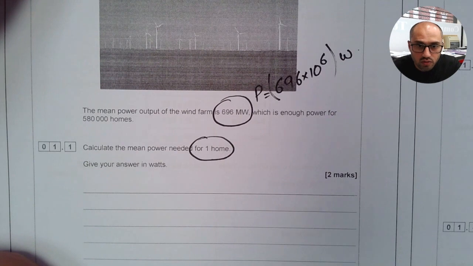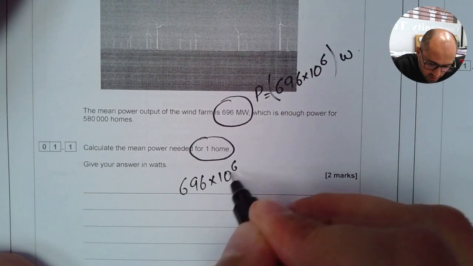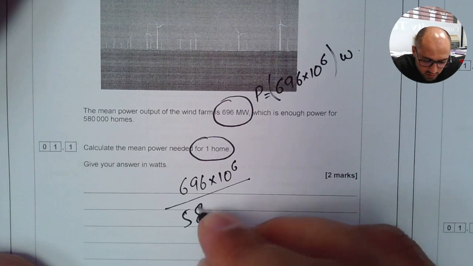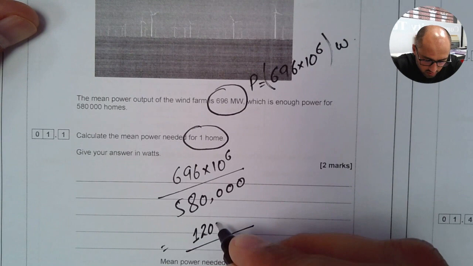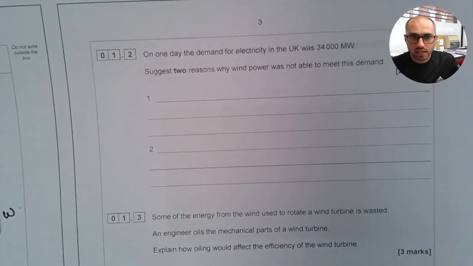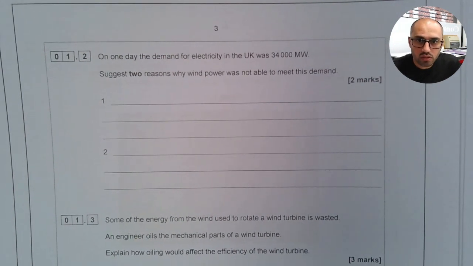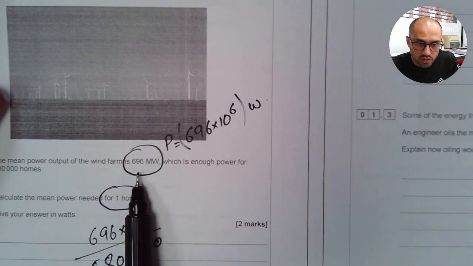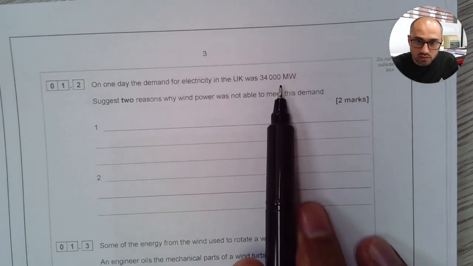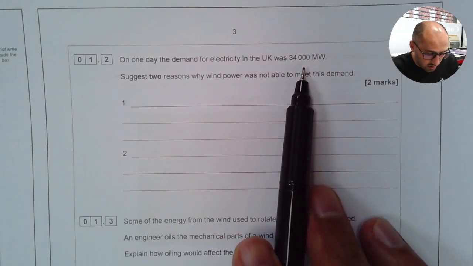To find the value of power needed for 1 home, all you have to do is divide this value, 696 times 10 to the power of 6, by the total number of houses, which is 580,000, and the answer will be 1200 watts. Next part says on one day the demand for electricity in the UK was 34,000 megawatts. Now if you look at the value here, this is 696 megawatts, this is 34,000 megawatts. So this is much more than the amount of electricity that wind farm can produce.